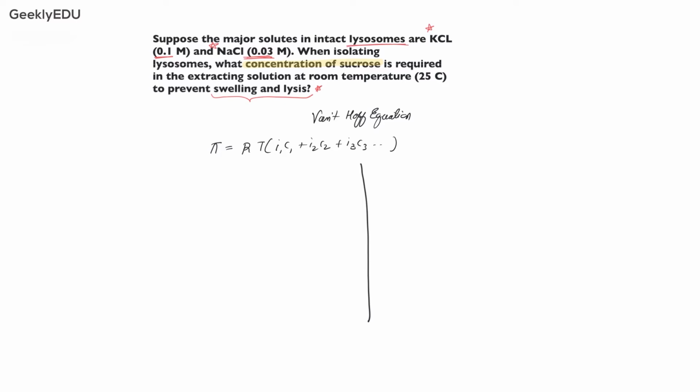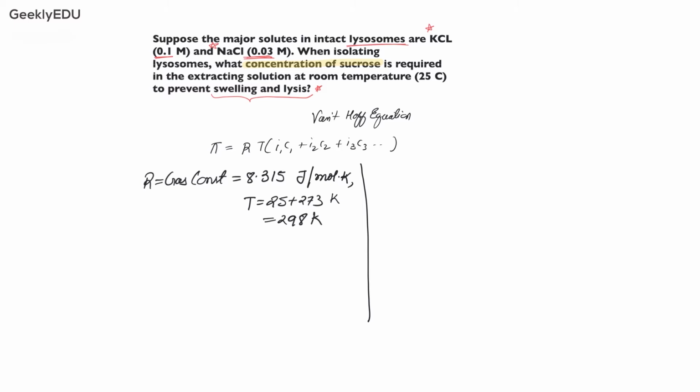R is a gas constant, right? So let me write that. R is the gas constant, and we must write that as 8.315 joule per mole Kelvin, right? T is the absolute temperature. Now we are doing all of this at 25 degrees centigrade, but we need to convert that into Kelvin. So 25 plus 273 makes 298 Kelvin, right? So that was easy.